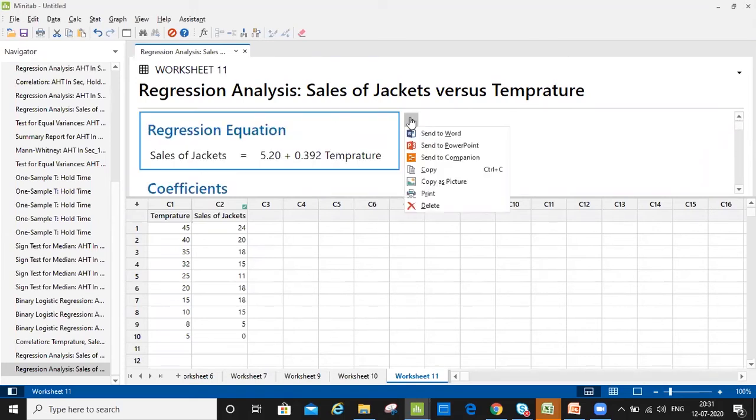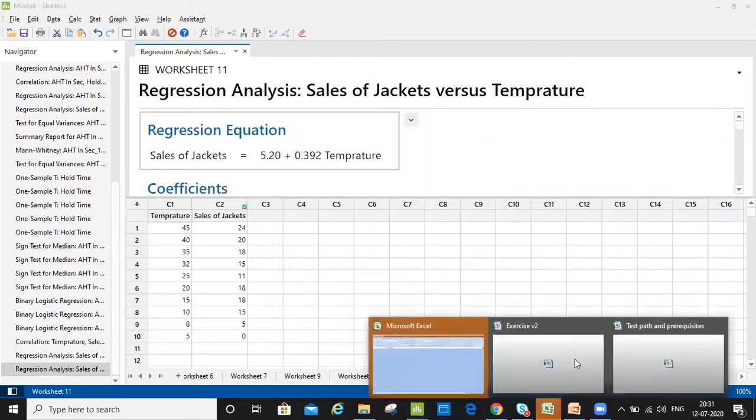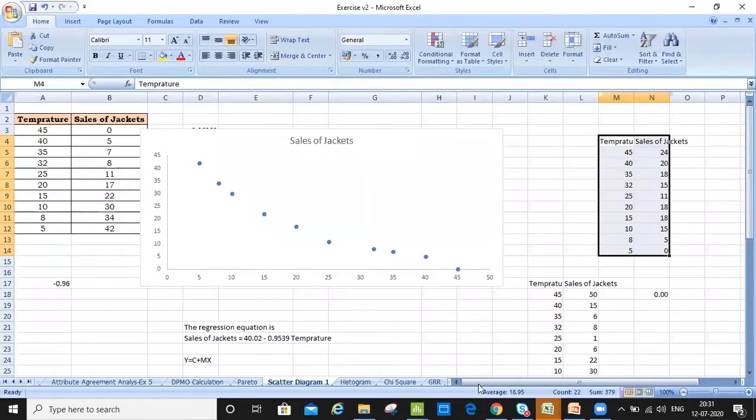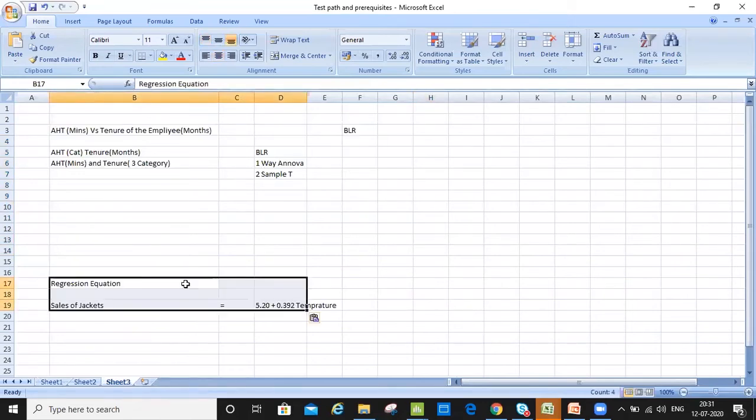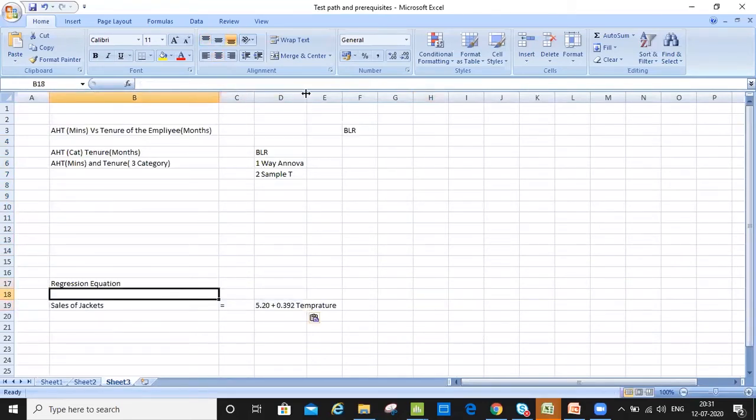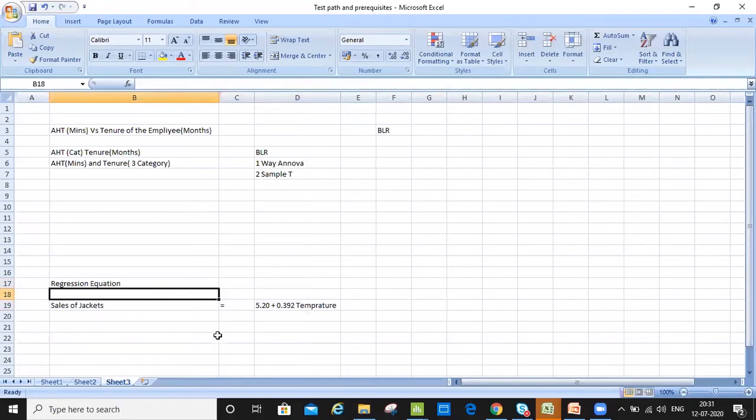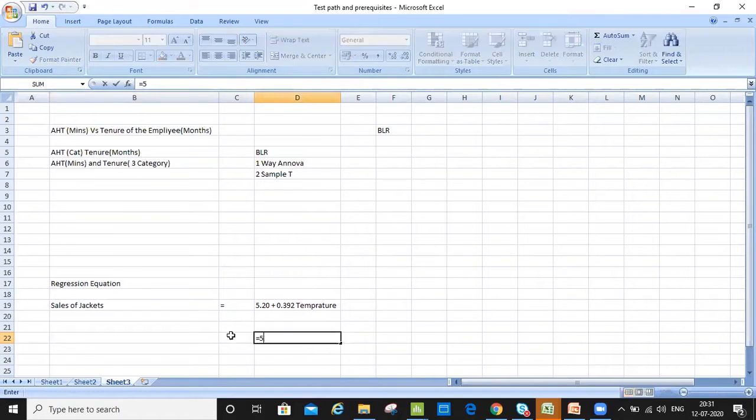So there is a significant difference. So I have this equation. I copy it. Let's try to solve this. So in this equation, what is my C here? What is my C? 5.20. Okay. So if I want to predict my sales of jackets, what I'm going to do is 5.20, start the bracket, 0.3.